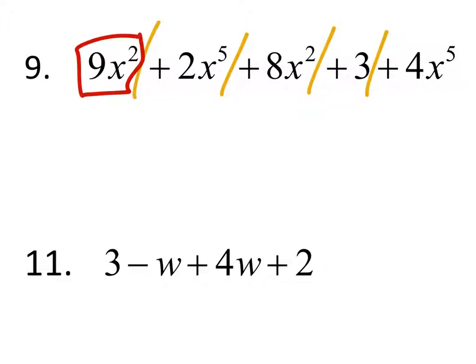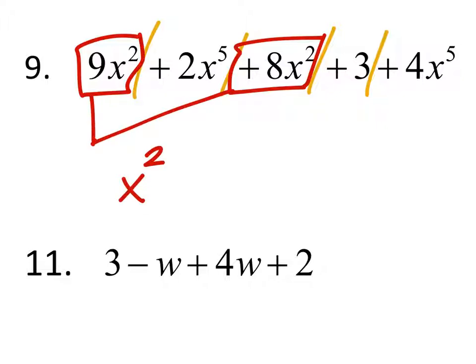So let's identify this first term. We got 9x squared. So we're looking for other x squareds. There are x's, but not all of them are x squared. This is x to the fifth, so that's not a like term. There we go. There's an x squared. So I'll color code this as well. So for x squareds, I've got 9x squareds and then 8x squareds. So how many x squareds do I have? 17, right? 9 plus the 8.